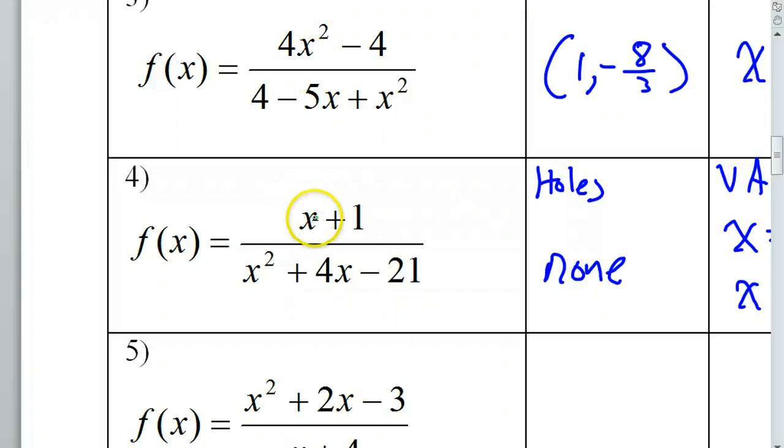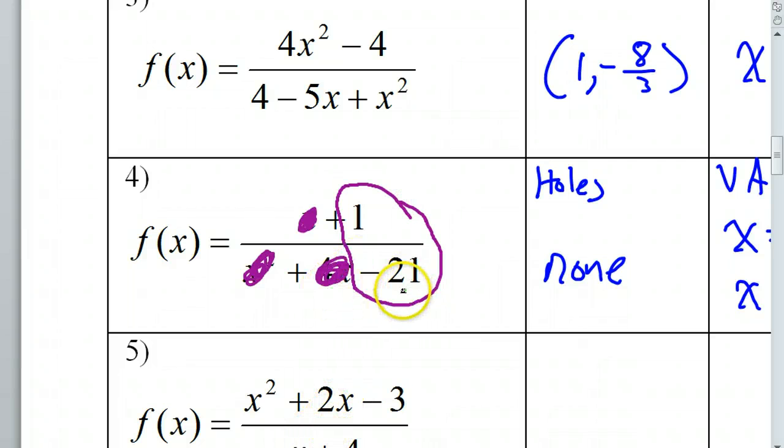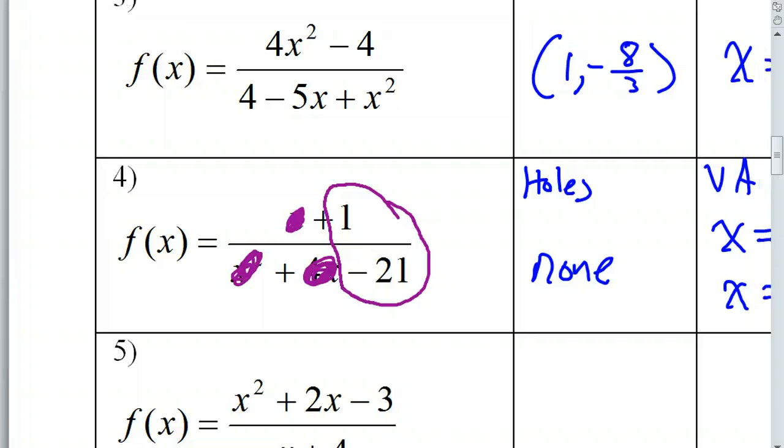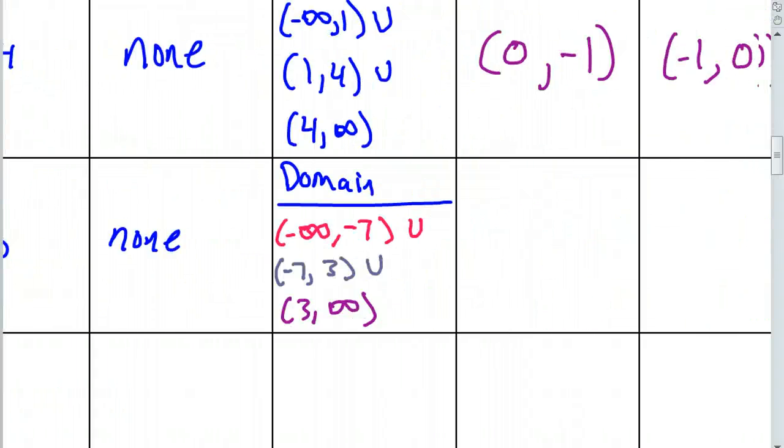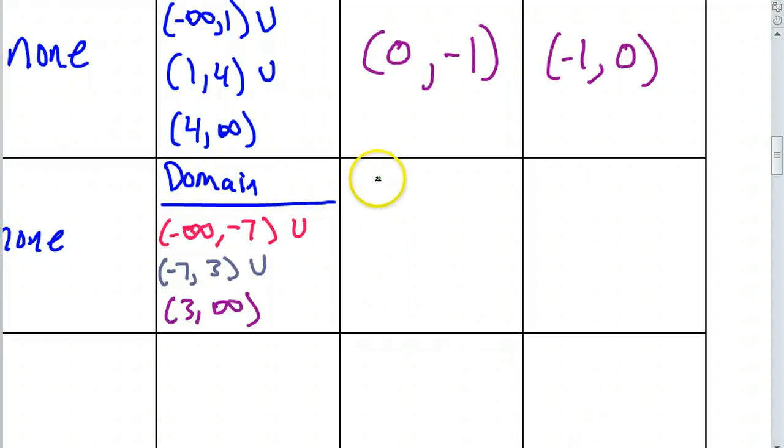If I let x equal 0, that means this term is gone, that term is gone, and that term is gone. So really, it's just going to be the constants every single time. So 1 over negative 21. And leave it like that, negative 1 over 21. Okay, this is my y-intercept, so I'm going to put that as my y value, negative 1 over 21.